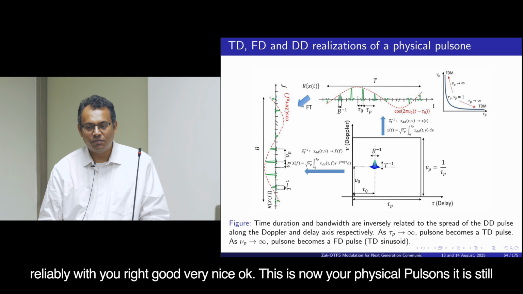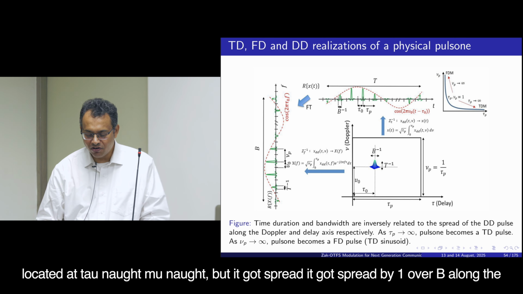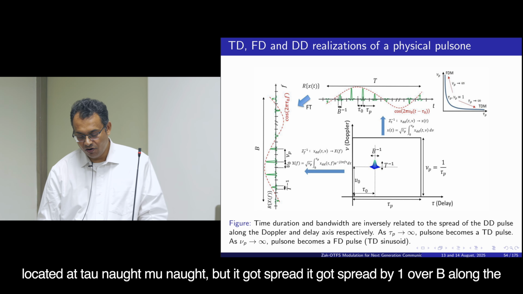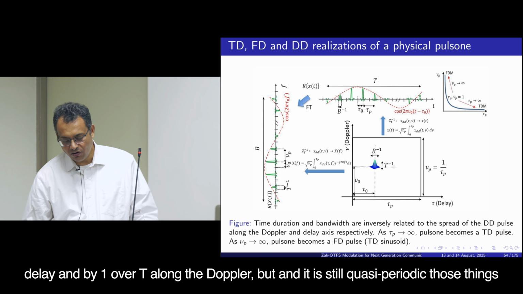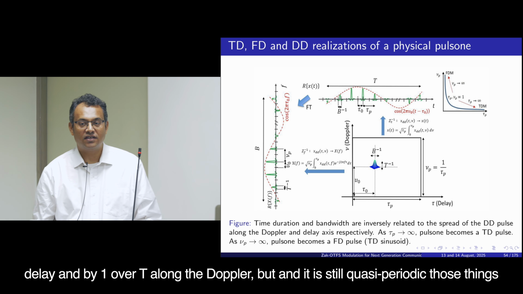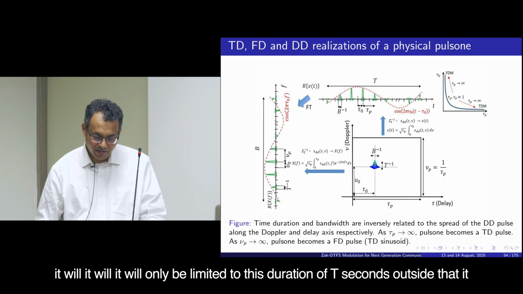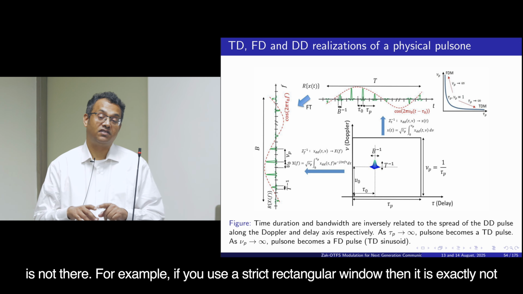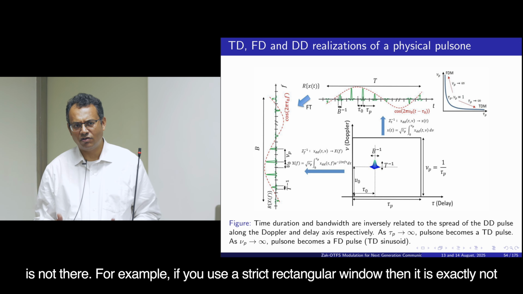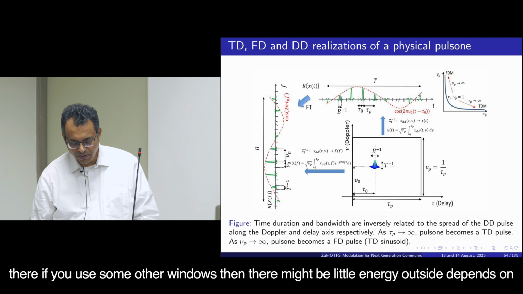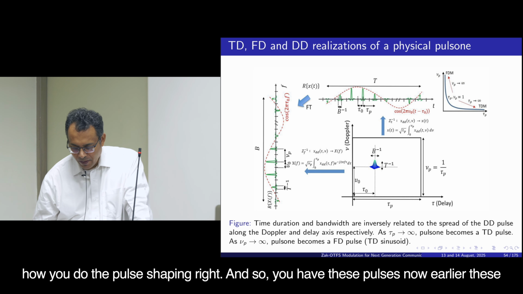This is now your physical pulse-on. It is still located at tau naught, nu naught, but it got spread. It got spread by 1 over B along the delay and by 1 over T along the Doppler, but it is still quasi-periodic. Okay. Those things do not change. And if you look at the time domain realization, it will only be limited to this duration of T seconds. Outside that it is not there. For example, if you use a strict rectangular window, then it is exactly not there. If you use some other windows, then there might be little energy outside. Depends on how you do the pulse shaping, right.